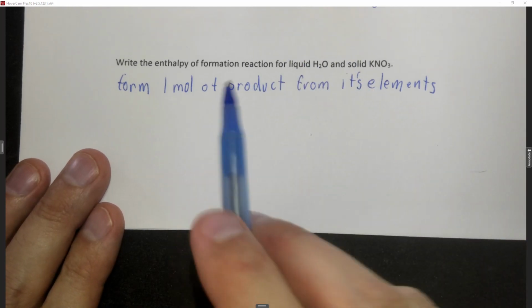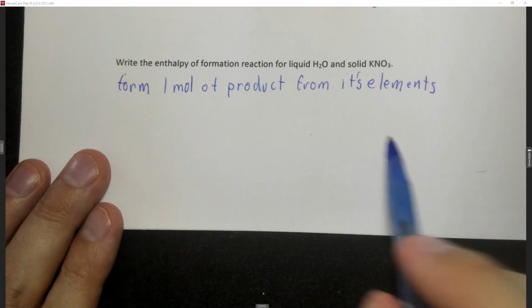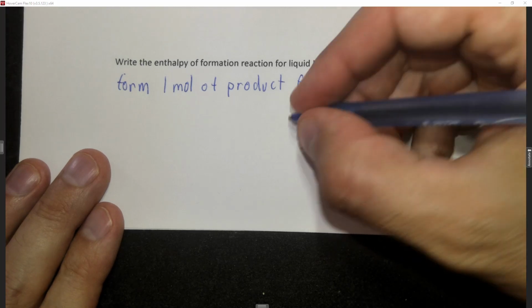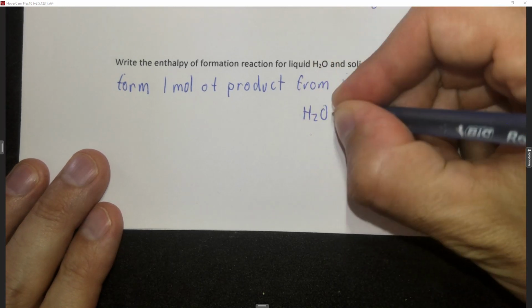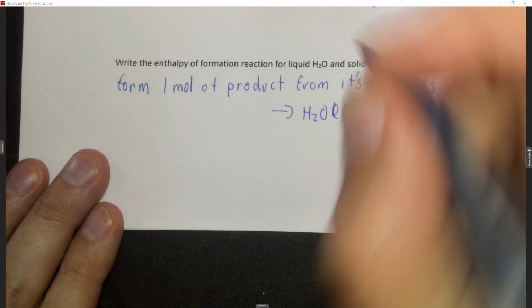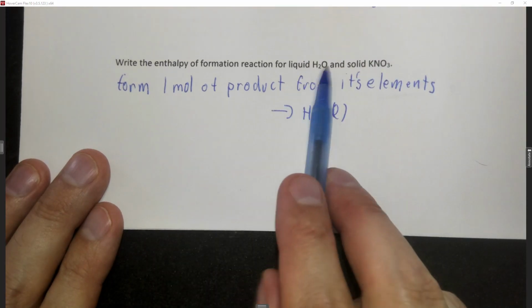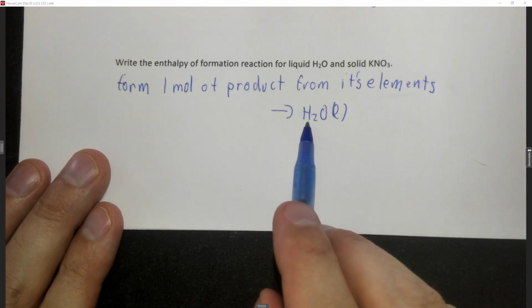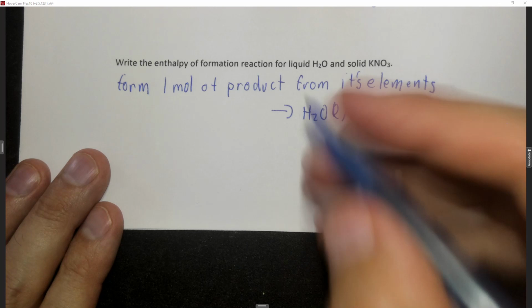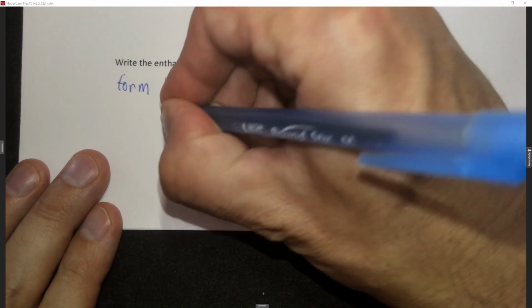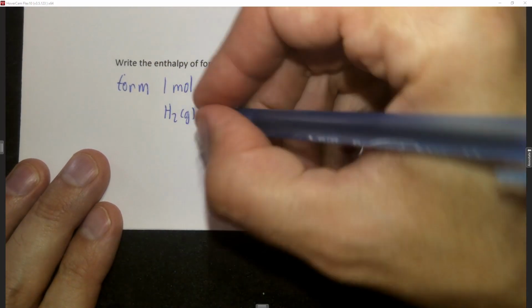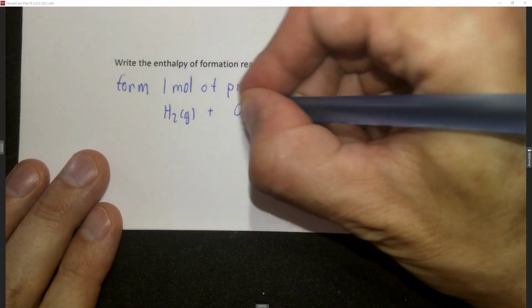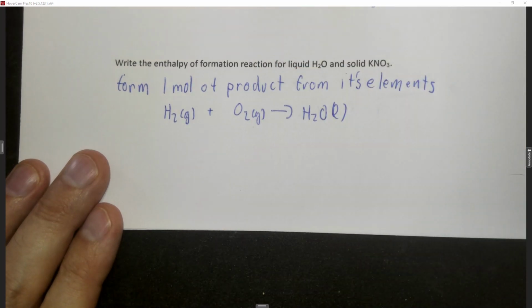So, two key takeaways here. We need to form 1 mole of the product, and we need to form that product from its elements. So, if we have here water, liquid, this is the product, okay? So, it says liquid water, so we're going to do these separately, and the other one is going to be KNO3 solid. What elements are required to make water? Well, the elements required to make water, not surprisingly, are hydrogen, which happens to be a gas at standard conditions, and oxygen, which happens to be a gas under standard conditions.